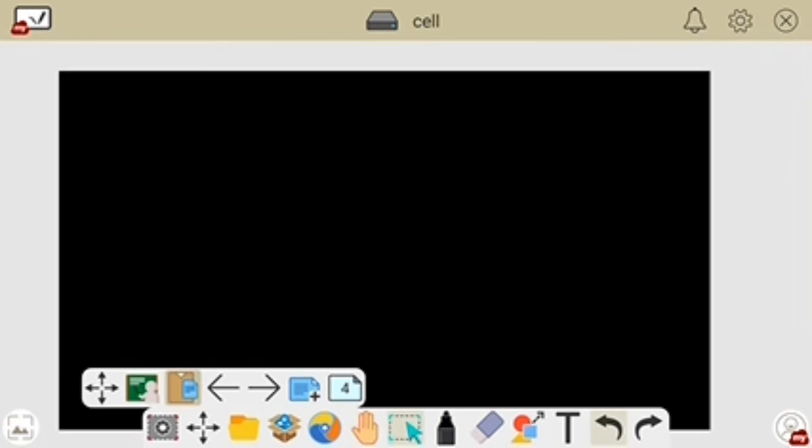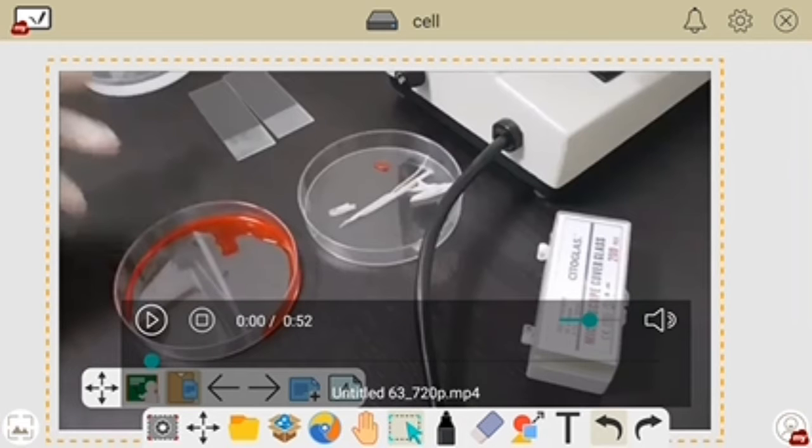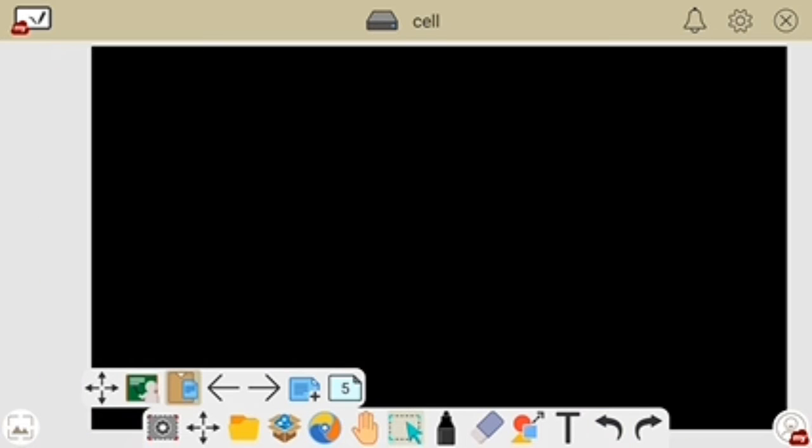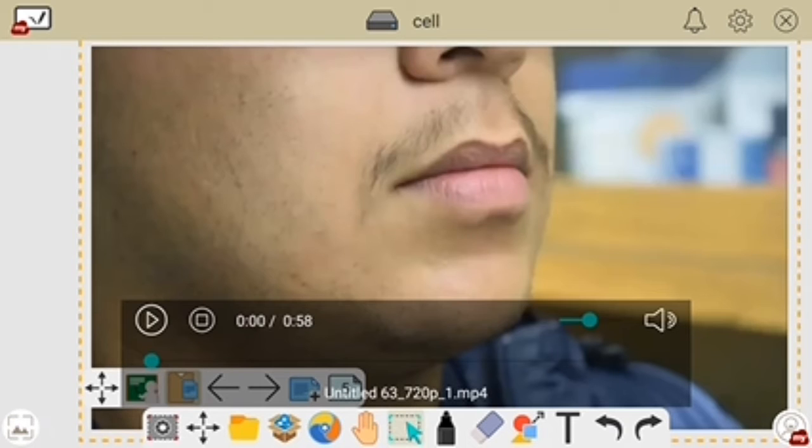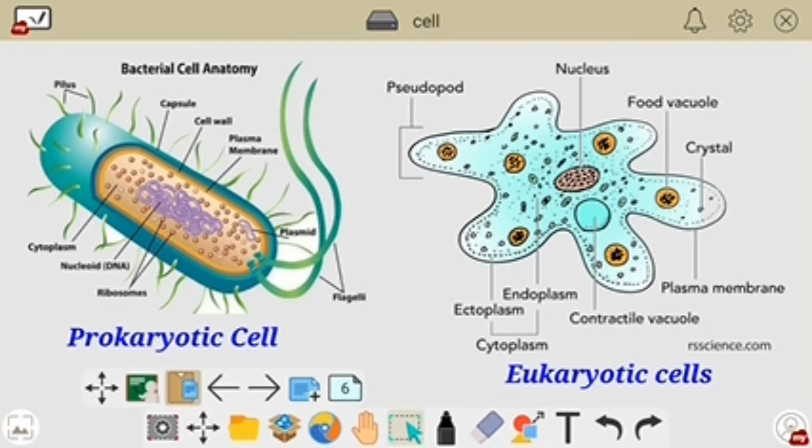We also saw a video with the activity of how to view the plant cell of onion peels, and another video showing how to check the human cheek cell through the microscope. And we discussed the prokaryotic cell and the eukaryotic cell. What is prokaryotic and what is eukaryotic?